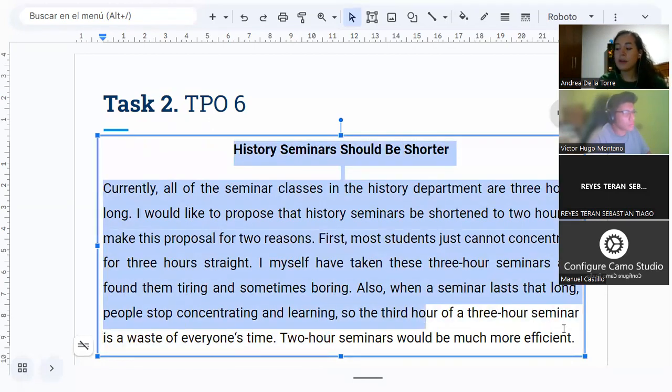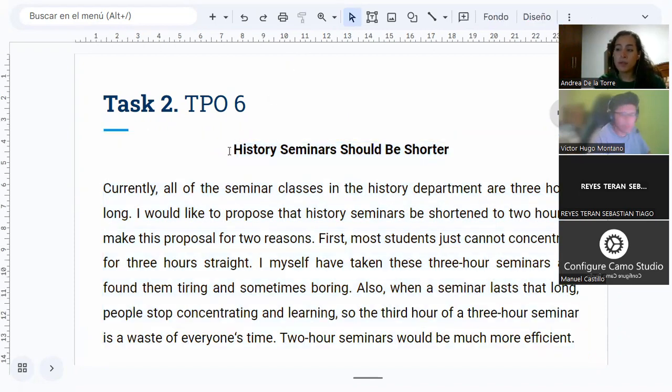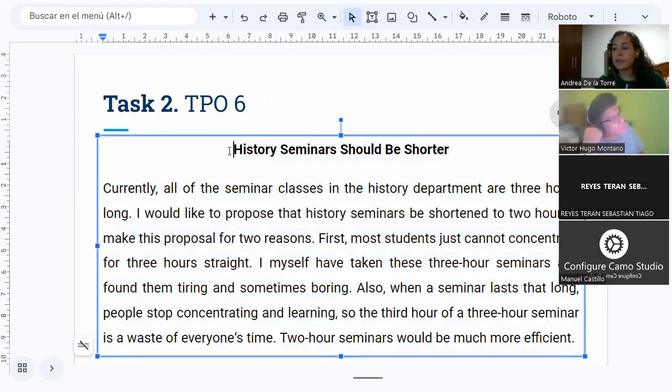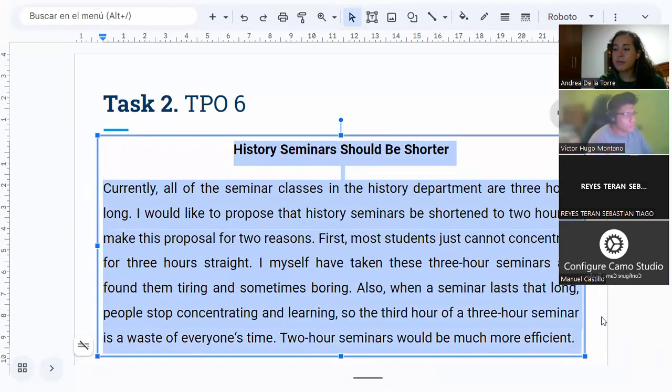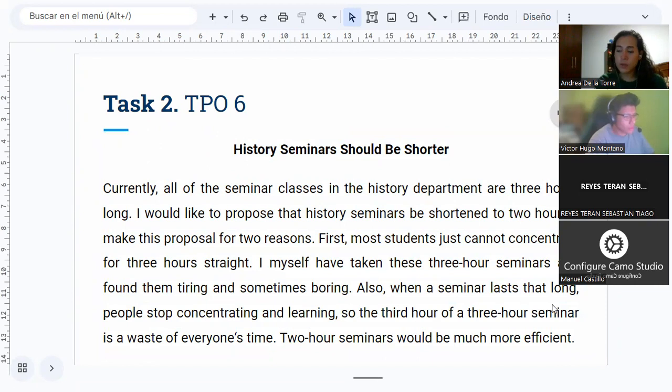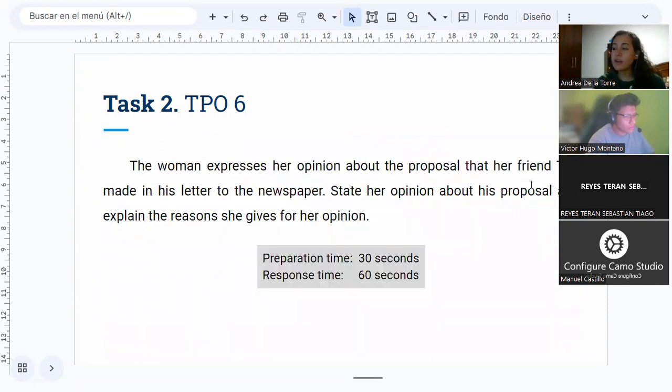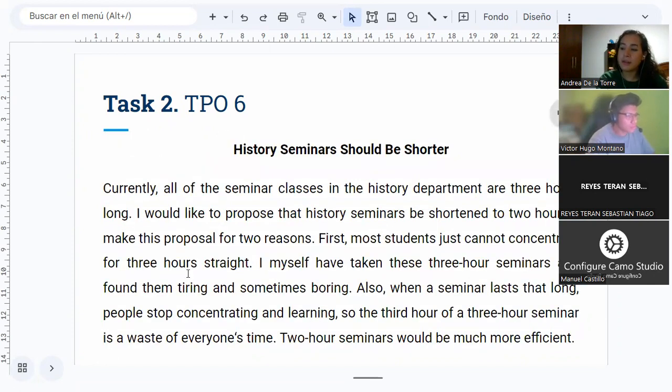So imagine that you're at this university. Somebody from the university, your friend, makes a proposal and he writes a letter and posts it in the newspaper. That's what you have here. This is the letter written by Tim, who's a student in the university. And then you hear his friends, especially this woman here, I don't know her name, but she is commenting about the letter that her friend wrote, right? And she's against this idea. And she gives two reasons.